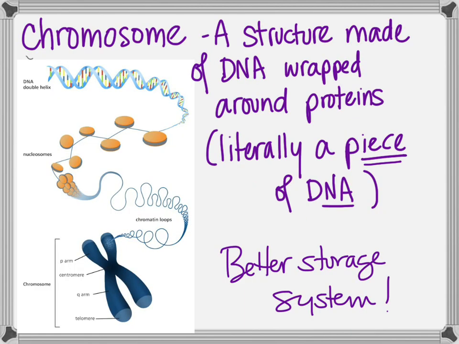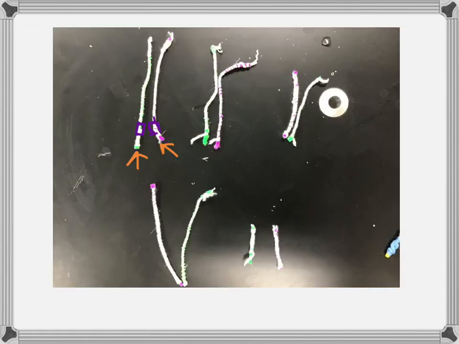The storage system is what's called a chromosome, and it's a structure that's made of DNA that is wrapped around proteins, and each chromosome is literally a single piece of DNA. So when I say you have 46 pieces of DNA, I'm saying you have 46 chromosomes in every cell in your body. This is definitely a better storage system. These are what the chromosomes that you're going to build will look like, and I've zoomed in here. One of the genes on that chromosome might be a section like that.